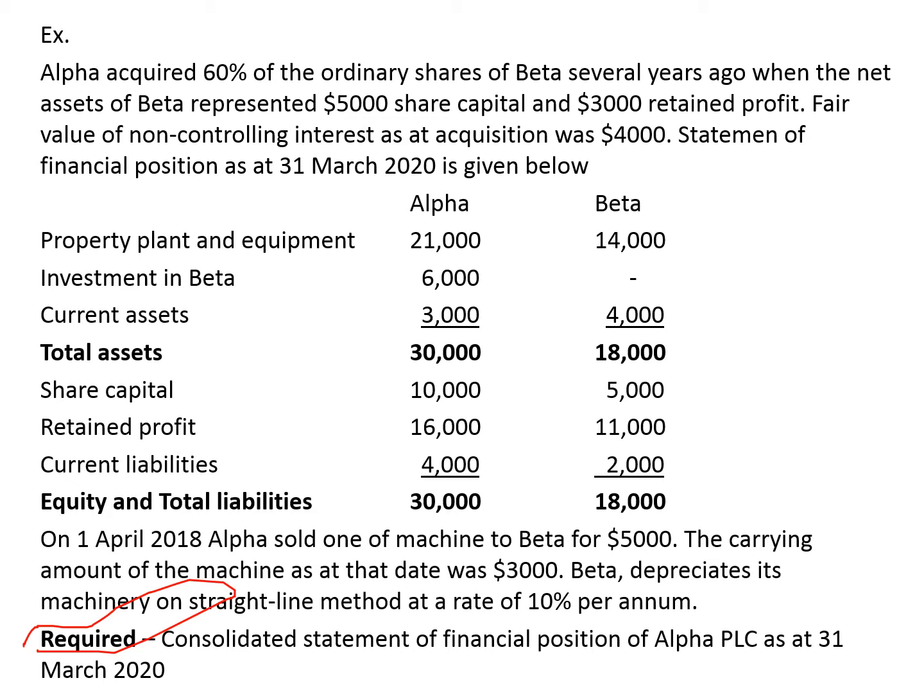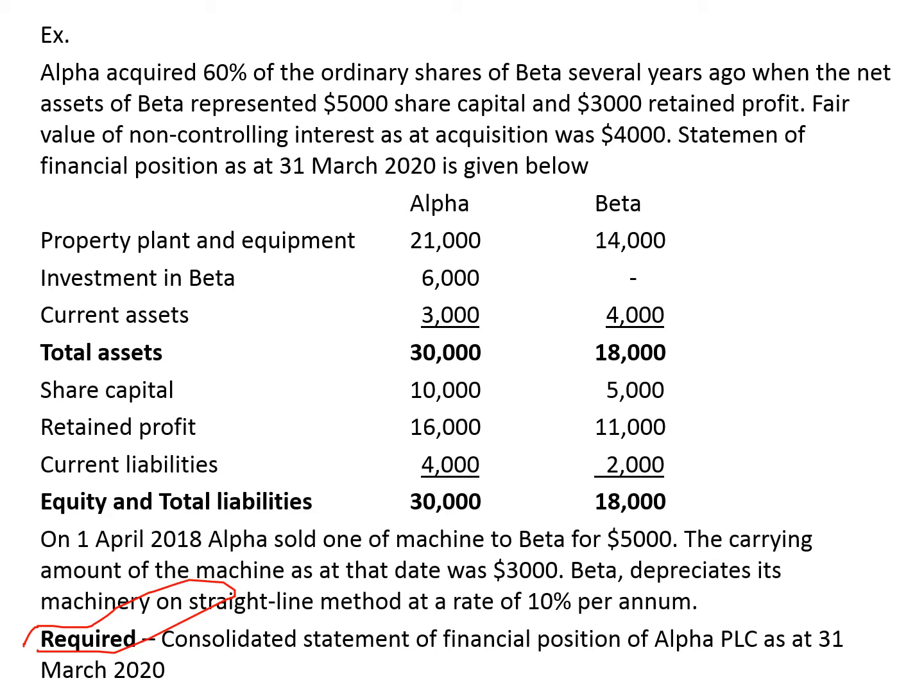Current assets 3,000 and 4,000. So total asset accordingly 30,000 and 18,000. Share capital of Alpha 10,000, for Beta 5,000, retained profit 16,000, 11,000 and current liabilities 4,000, 2,000. Okay, no problem. Total equity and total liabilities 30,000 and 18,000 for Alpha and Beta respectively. So this is the adjustment that we discussed so far.